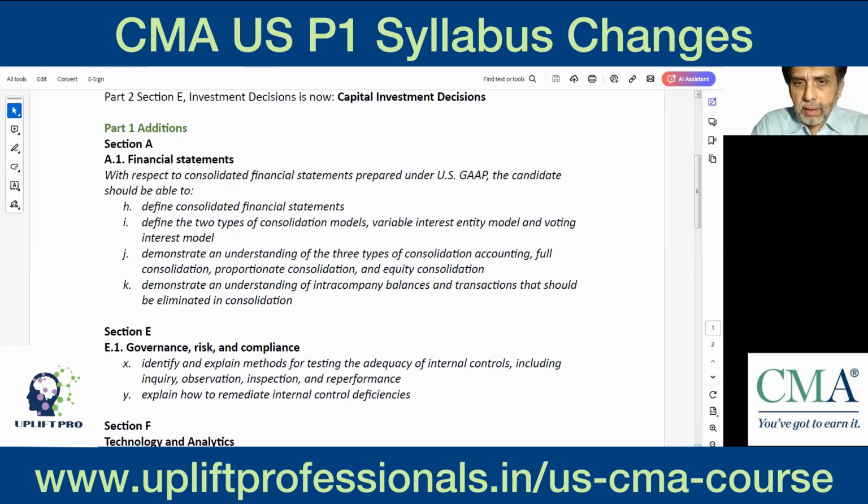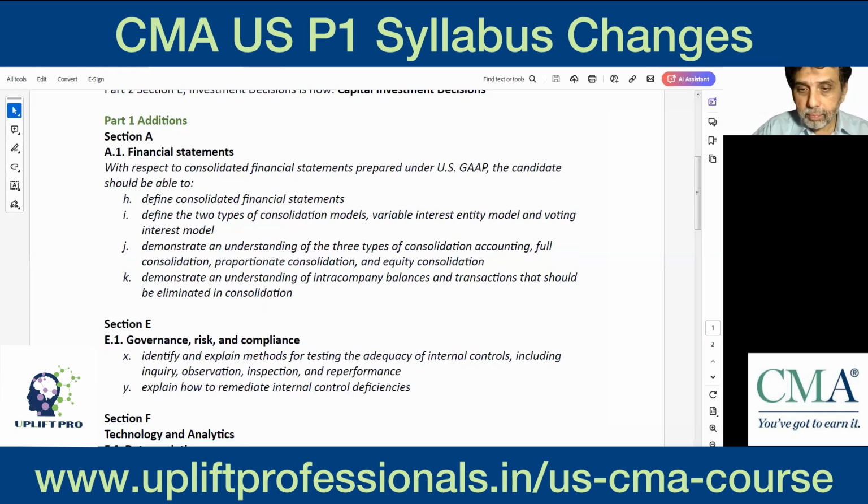Define consolidated financial statements, the two types of models, which is the variable interest entity, also called the VIE. It's going to be called the VIE model. Variable interest entity and the voting interest model.